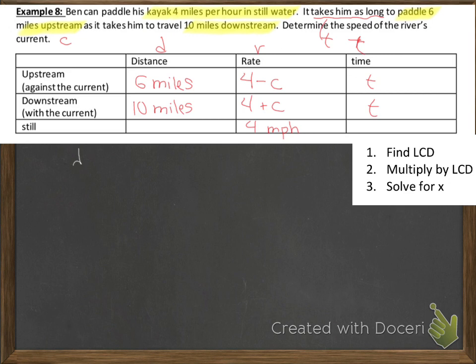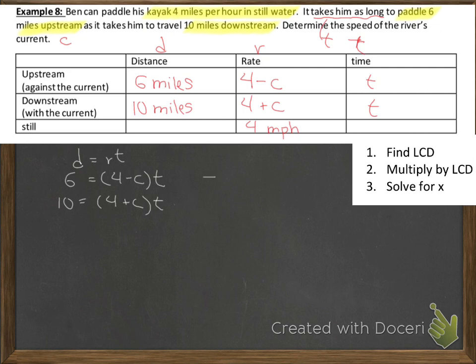Now we have to pull out our equation, d = rt, and we're going to write 2 equations. We have 6 = (4 - c)t, and then we have the equation 10 = (4 + c)t. If you want, take a minute, pause this video and think about how you would proceed. You can do anything you want.